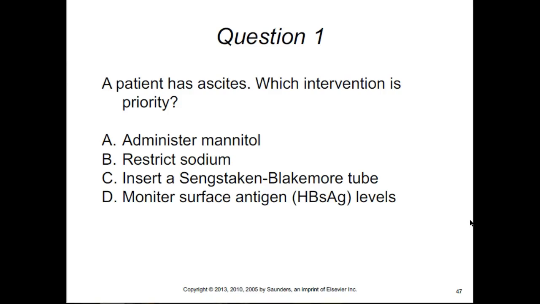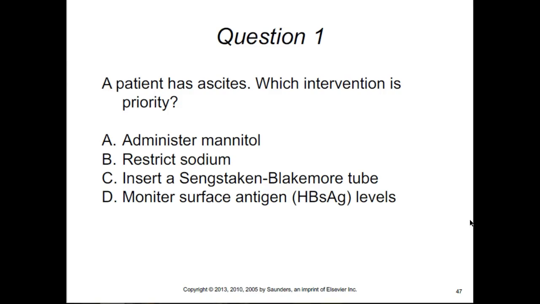Okay, so ascites. Right, remember the mannitol was for cerebral edema, and the Sengstaken-Blakemore tube was for esophageal varices. So we can eliminate A and C. Now, we were just talking about it, so you know that the answer is restrict sodium.